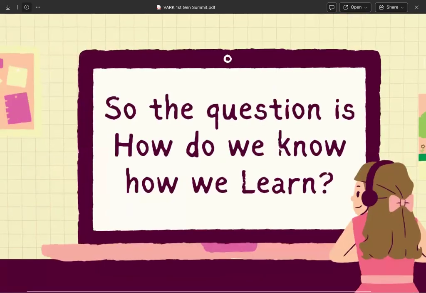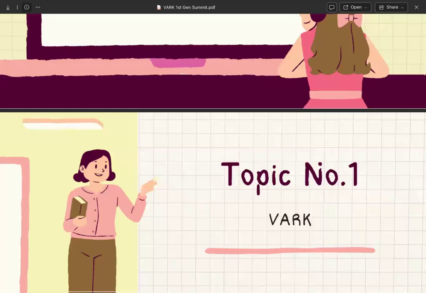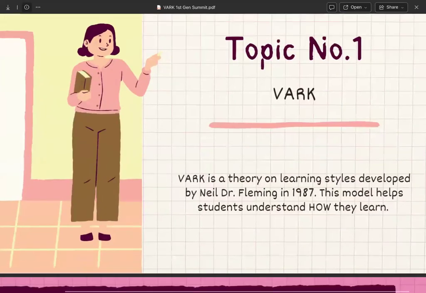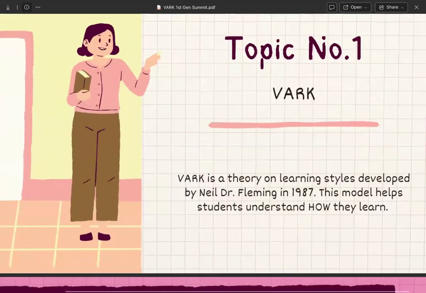So the question is, how do we know how we learn? VARK, what is it? VARK is a theory on learning styles developed by Neil D. Fleming in 1987. This model helps students understand how they learn.